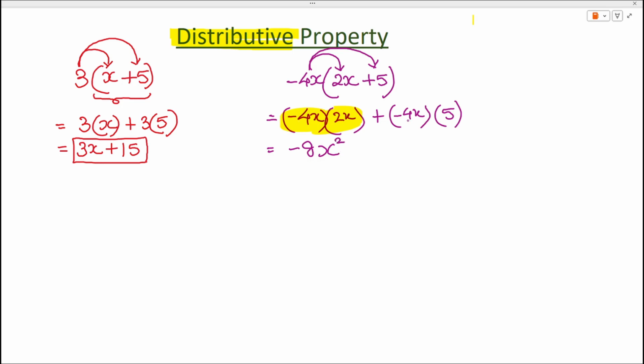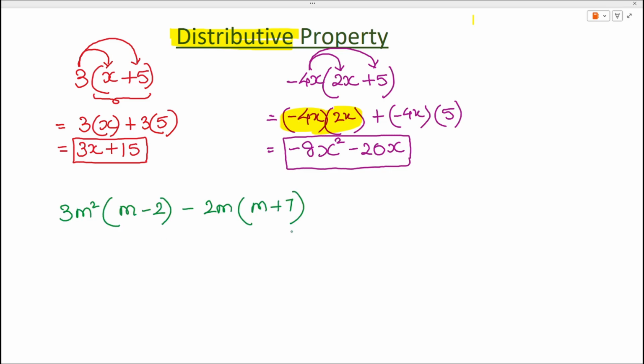And now when we multiply negative 4x by 5, again the number multiplied by the number. So negative 4 multiplied by 5 gives us negative 20. And x, we'll just have to put it down in multiplication, and this is the final answer. Let us see another question.